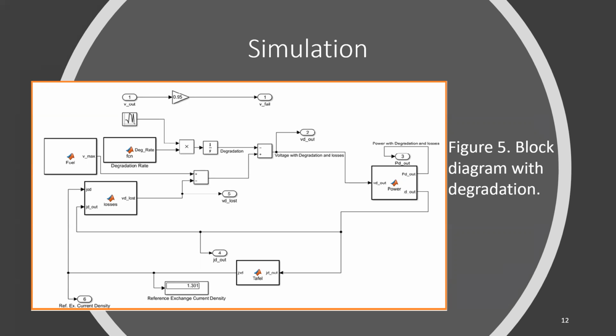This is so that our average degradation rate over time is still that same degradation rate that was specified by the MATLAB function. And one other thing I want to draw your attention to is at the very top of the simulation, you can see there is a 0.95 gain on the output voltage. This is just telling us that our failure voltage will be 95% of the optimal voltage.